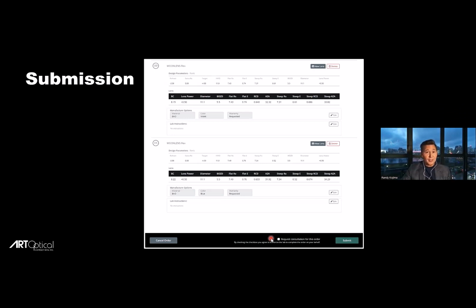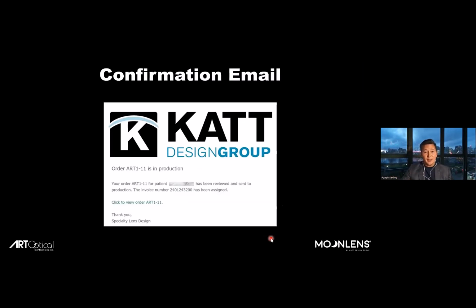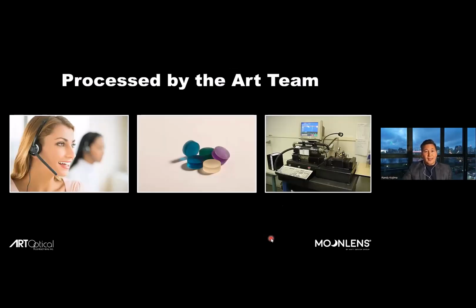Once you click submit, that order is off to the Art Optical team. You're going to get a confirmation email, and that will give you the confidence to know that, hey, this thing has been sent to the art team. It's going to be processed. It was successfully done. Now, the next step is Art is going to receive that order, and they're going to process it at the lab and send it off to you.